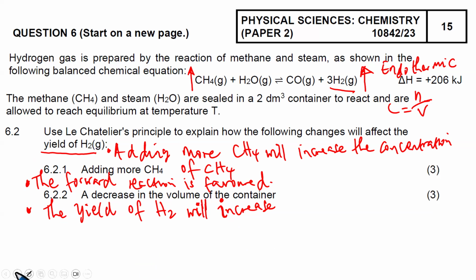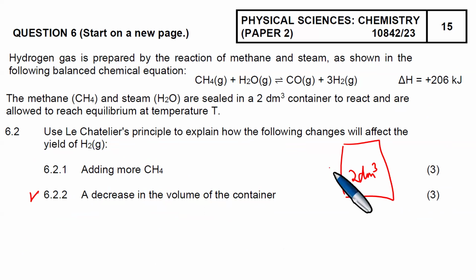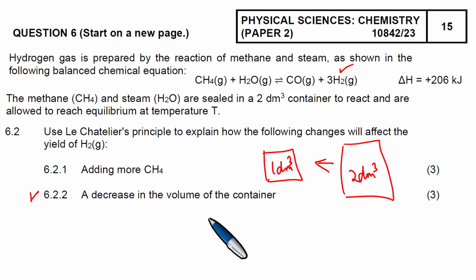Next question. The examiner in 6.2.2 is saying a decrease in the volume of the container. This volume initially is 2 cubic decimeters. And the examiner says, okay, suddenly we make it smaller. Maybe we'll make it 1 cubic decimeter. We make it smaller. From the bigger container to a smaller container. And then now the question is how it is going to affect the hydrogen gas?